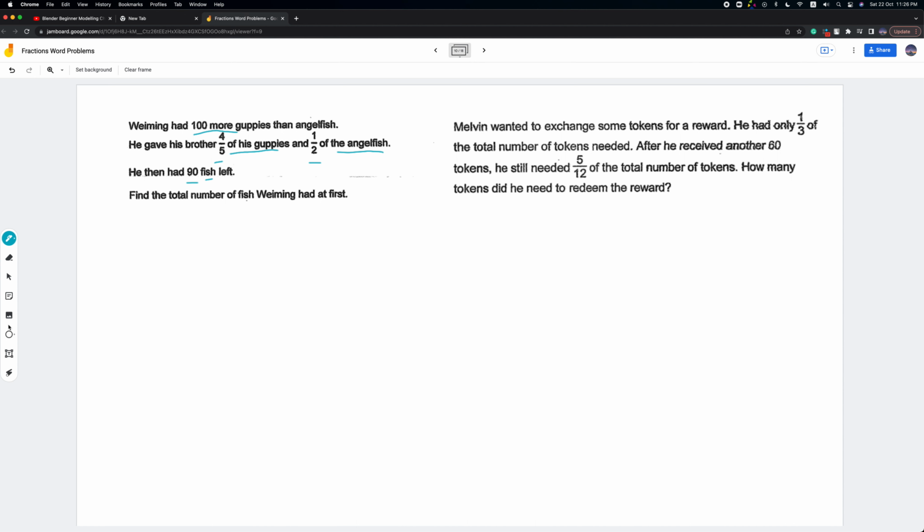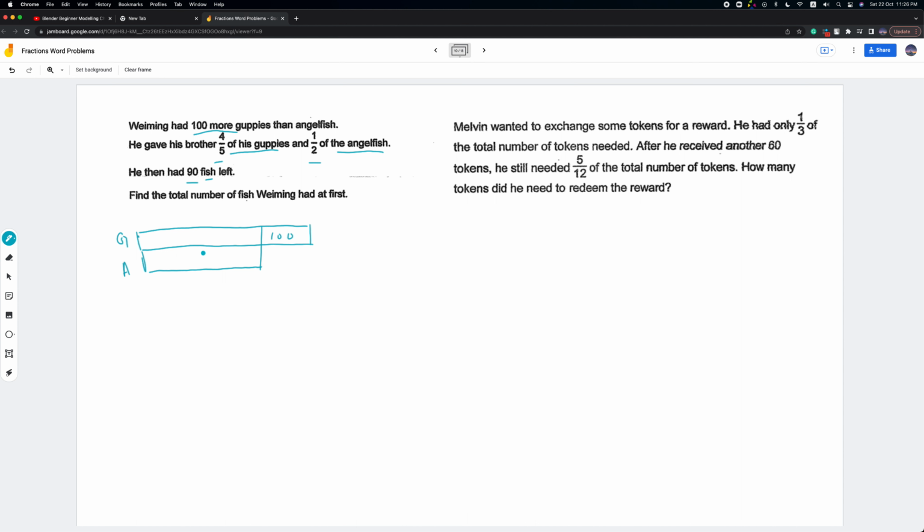So Wei Ming had 100 more guppies than angelfish, so we're going to draw that. We have G for guppies, and of course the guppies will be longer than the angelfish. This is the guppies, and angelfish is with an A. Again, I prefer to draw a model that's stuck together like this. If you prefer to draw it separated, it's really up to you. It doesn't make much difference actually.